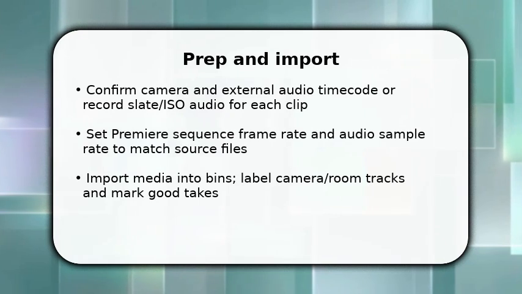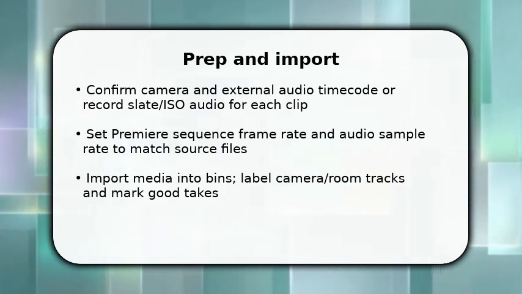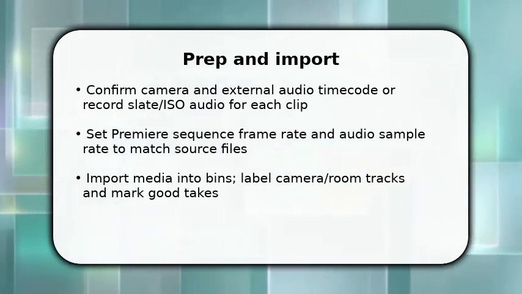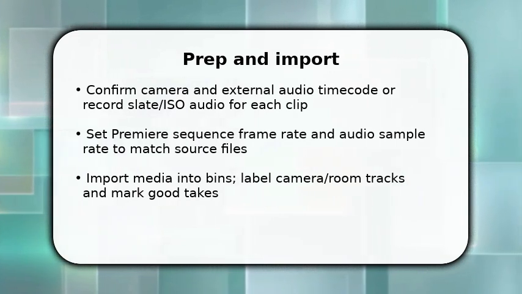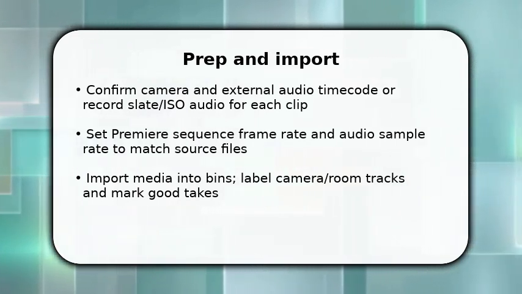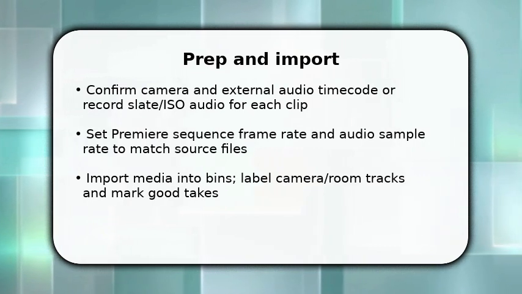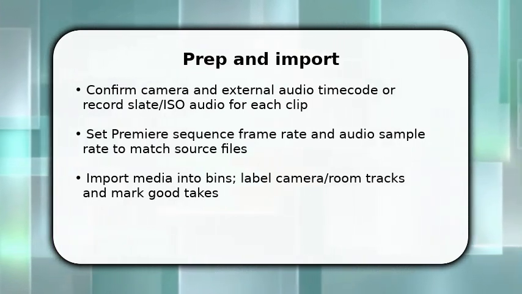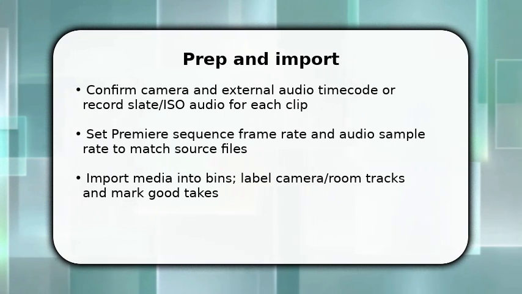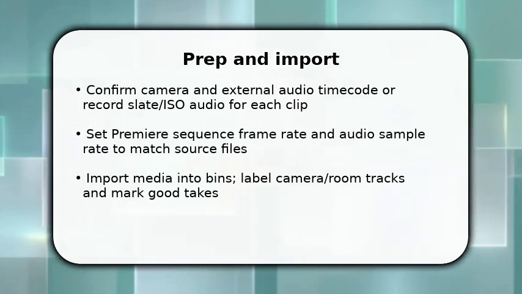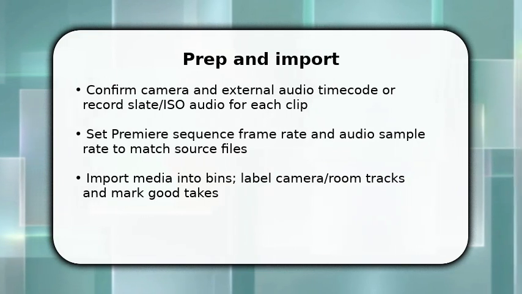You start by verifying timecode and audio sources so Premiere has reliable reference points. Import all camera and audio files into organized bins, then set the sequence frame rate and audio sample rate to match the clips. Once done, skim clips and label camera names and take numbers. This reduces guesswork during sync.